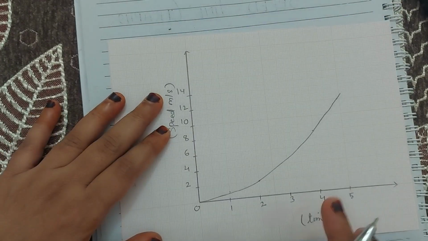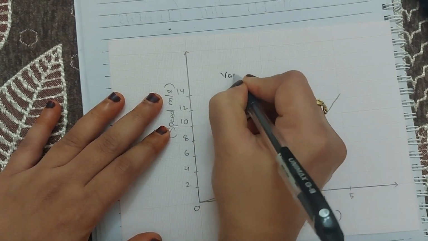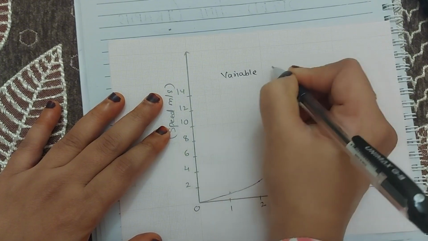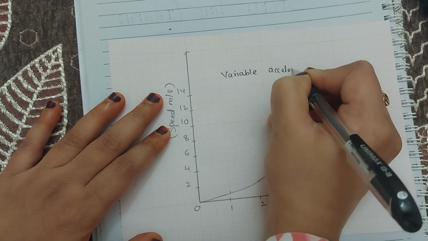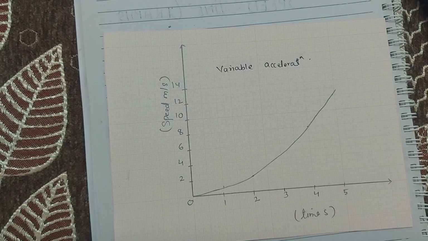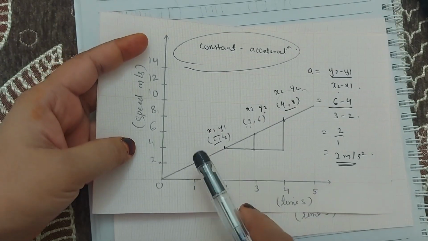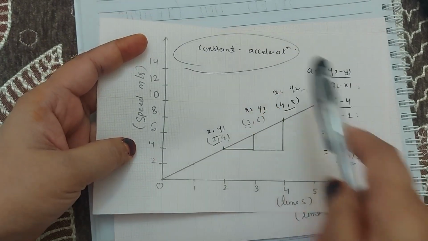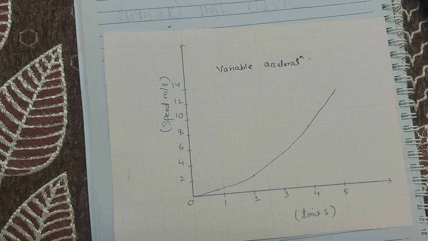So the acceleration that you will get from this graph is known as variable acceleration. Why variable acceleration? Because the change in speed is not constant, as we have seen from this graph. This change in speed was constant, so we got constant acceleration. Here you will get variable acceleration, meaning for different points you will get different accelerations, but all will be correct.